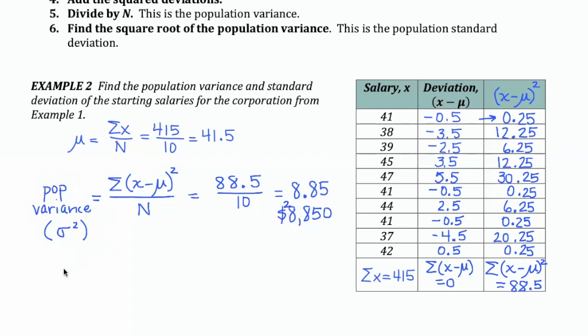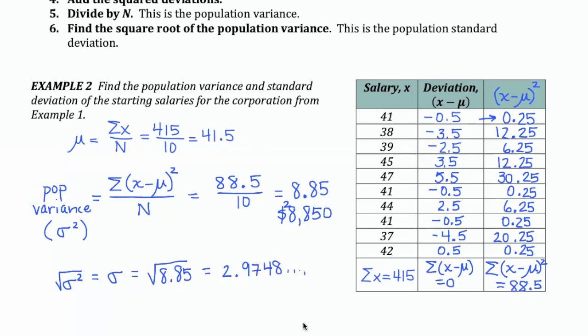So therefore we do one last step. We take the square root of the population variance, which gives us just little sigma. So I take the square root of 8.85, and again, this is where you'll want to have a calculator that has the square root button on it. The final answer that I came up with is 2.97489. Okay, it keeps going for a bit.